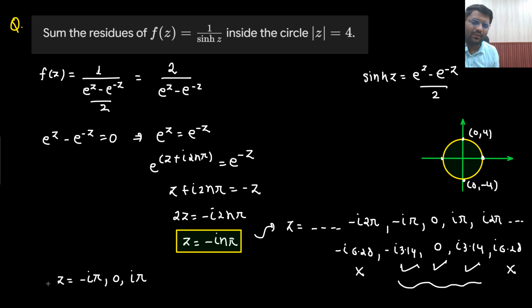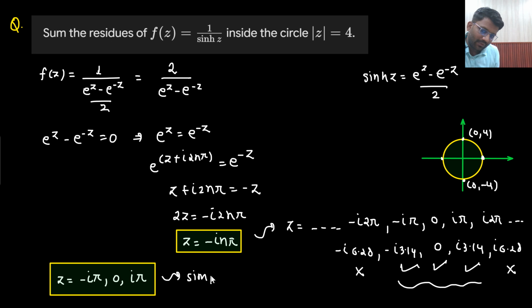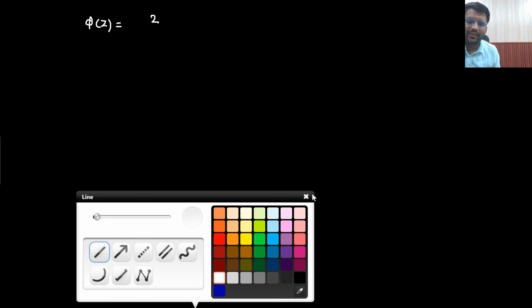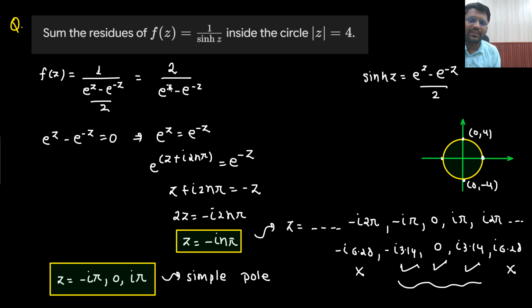Are all of them simple poles? Absolutely, sir. They are all simple poles. If they are simple poles, what do I need to do? I need to introduce another function phi of z. What would that be? Numerator as it is, differentiation of denominator. What is my denominator? The denominator is e to the power z minus e to the power minus z.